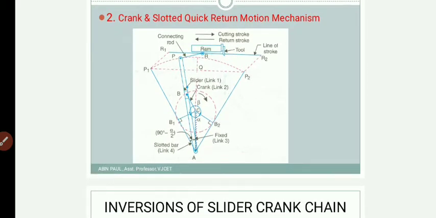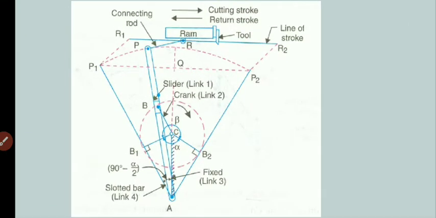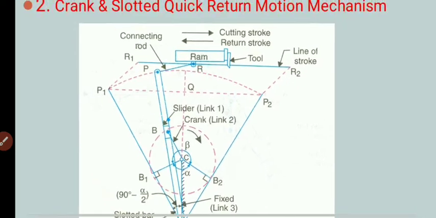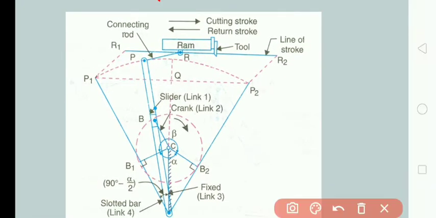It is actually a single slider crank mechanism. Let us see the working of that mechanism. Here we can see different elements. First let us see how the links are named. Here this is the slider. You can see the slider B, which is named as link number 1. Then you can see link number 2, which is a crank. This is CB. This CB element is the crank or link number 2.